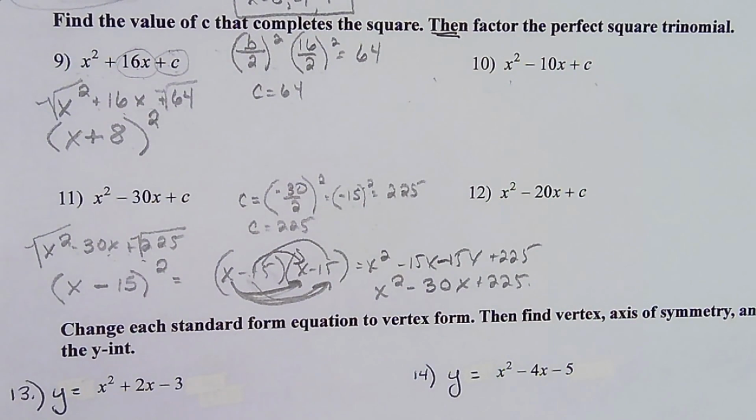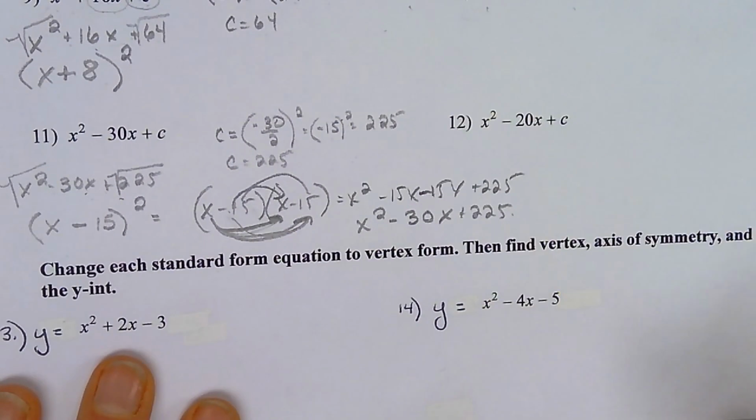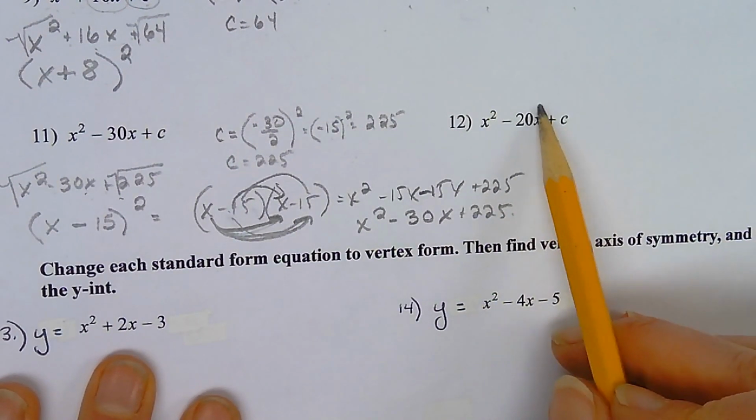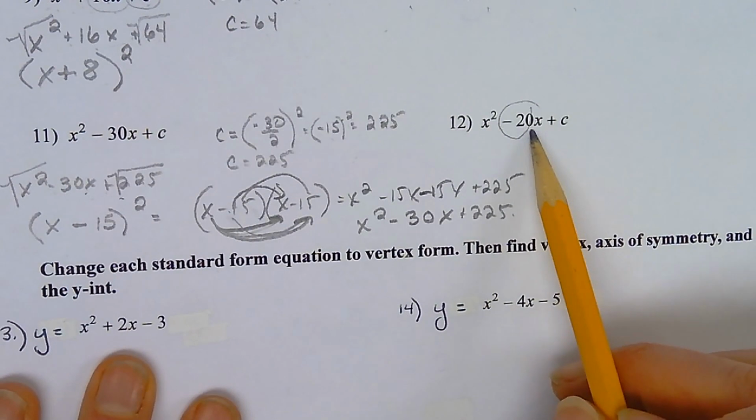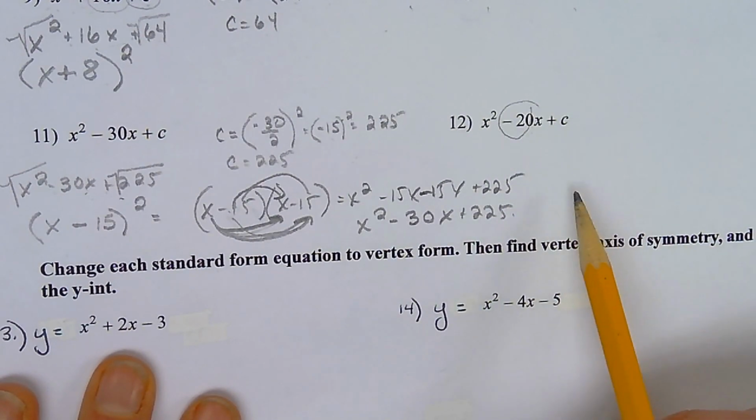So perfect square trinomials follow patterns, and we can easily factor them when we recognize that they are perfect square trinomials. So here you're just going to take half of that value, the b value, square it, and that's going to be your c, and then factor.